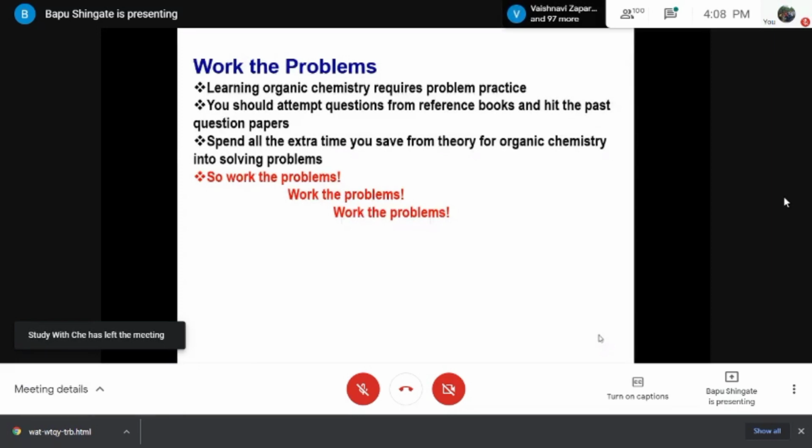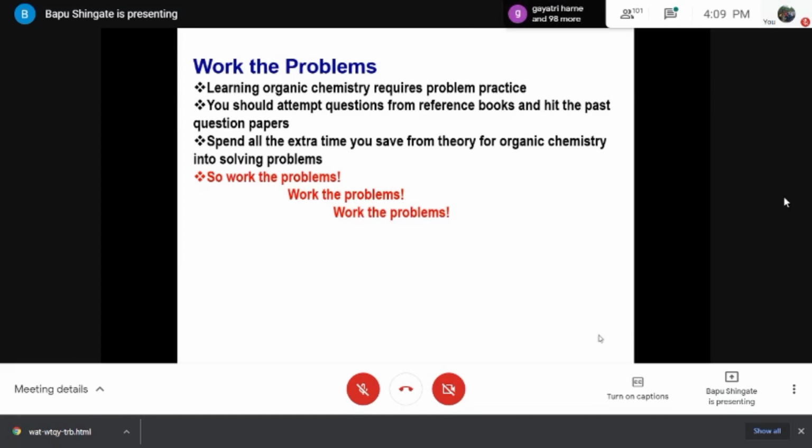And see, you should attempt questions from reference books and hit the past question papers. Whatever books you are referring for post-graduation, whether reference books or textbooks, that is also important. If you are using the reference books, then whatever questions are given at the end of each chapter, solve those questions. Some of the questions may be difficult. You can discuss with your teacher, you can discuss with your friend, and you will definitely get the solution to this particular question.